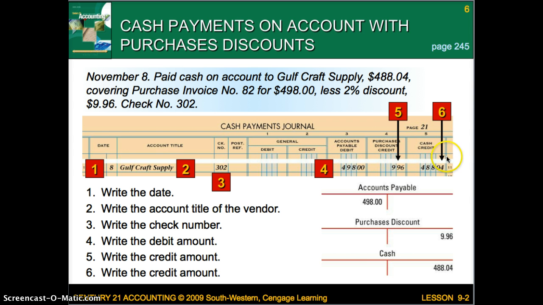Okay, so think about just logically, if you're getting a discount, the amount you're paying, your cash, should be less than the amount you're supposed to be paying. And the difference should be whatever your discount is. So think about this logically so that you're not getting these three numbers screwed up.